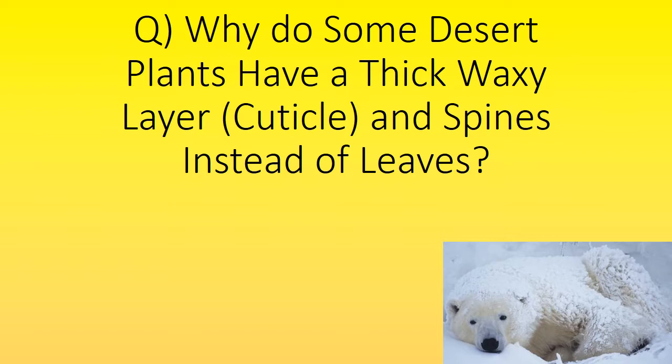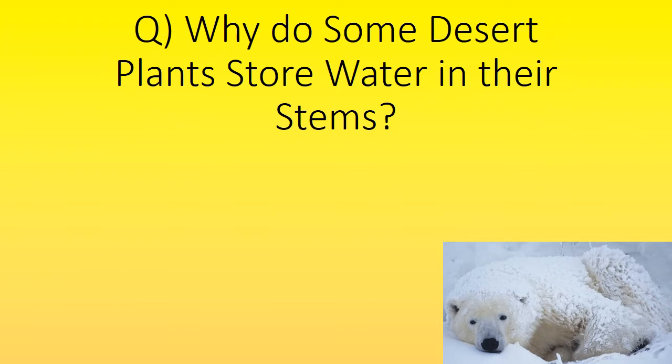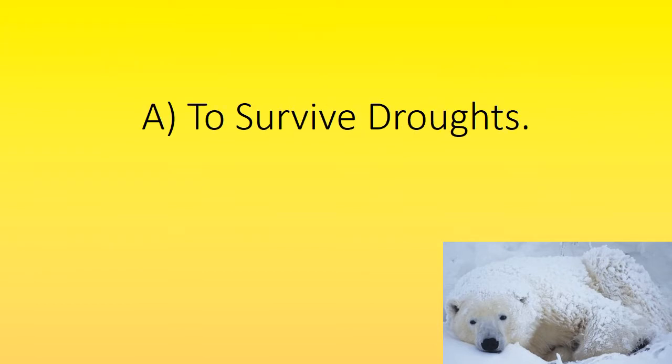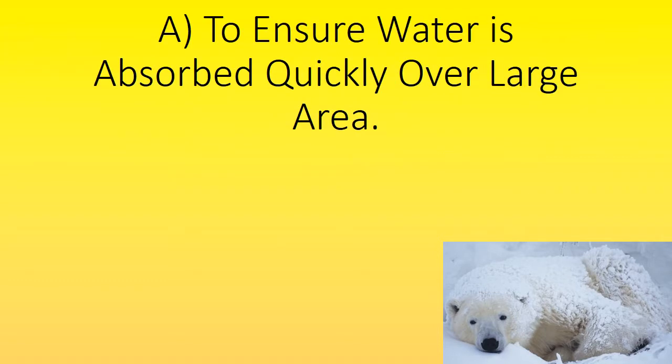Why do some desert plants have a thick waxy layer and spines instead of leaves? To reduce water loss. Why do some desert plants store water in their stems to survive droughts? Why do some desert plants have a shallow and extensive root? To ensure water is absorbed quickly over a large area.